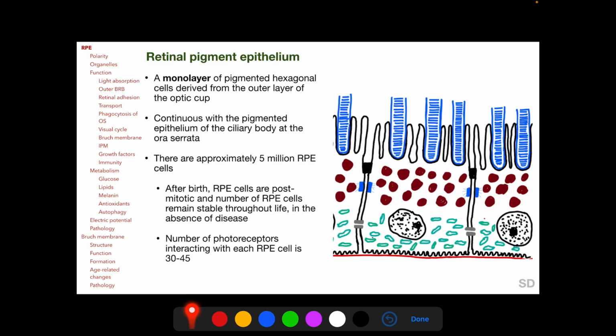The retinal pigment epithelium is a monolayer of pigmented hexagonal cells derived from the outer layer of the optic cup. It is continuous with the pigmented epithelium of the ciliary body at the ora serrata. There are approximately 5 million retinal pigment epithelial cells, and after birth, they are post-mitotic, that is, they do not divide following birth, and the number of RPE cells thus remains stable throughout life in the absence of disease. And the number of photoreceptors interacting with each RPE cell is said to be around 30 to 45.